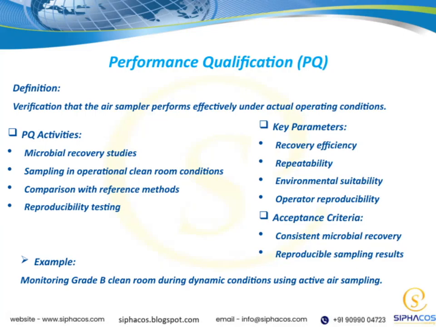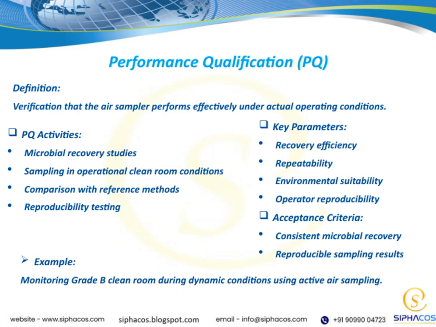In this slide, I want to walk you through an example of monitoring a Grade B clean room during dynamic conditions, and specifically, how we use active air sampling for this purpose. First, let's look at the key parameters we focus on. Recovery efficiency is crucial because it tells us how well our sampling method retrieves microbes from the air. Repeatability is about ensuring our results are consistent across multiple tests, which helps us trust the data.